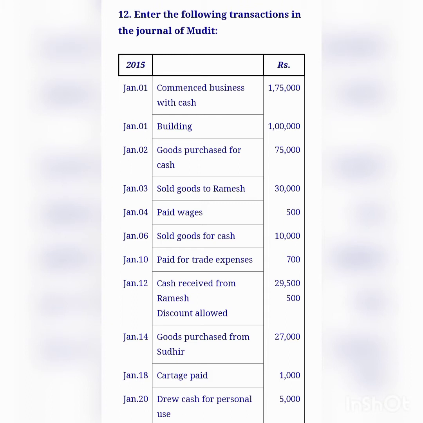First transaction is on 1st January 2015, business commenced with cash rupees 1,75,000. First step is to identify the transaction, then find out the two aspects or dual aspects. Here the dual aspects are cash and capital.